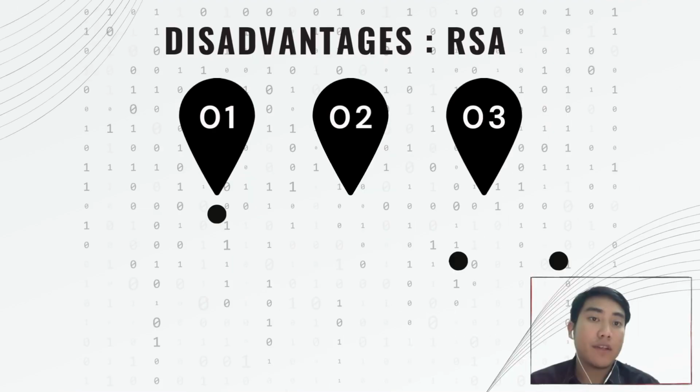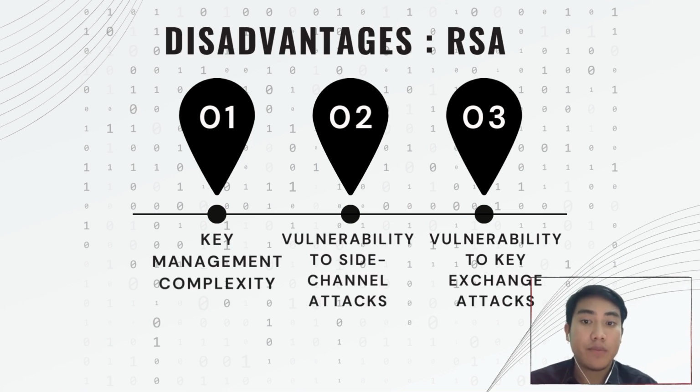Alright, disadvantages of RSA. The first one is key management complexity. As an asymmetric encryption algorithm, RSA requires the careful management of both public and private keys. This can be complex and time-consuming, particularly for large-scale systems like the IRCL website.